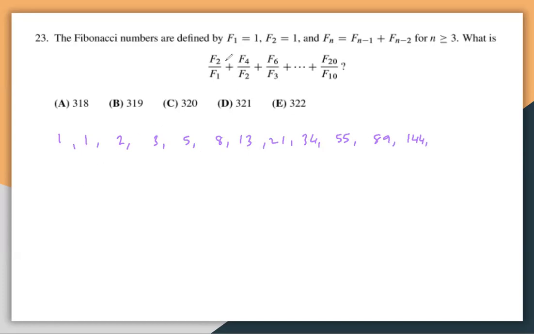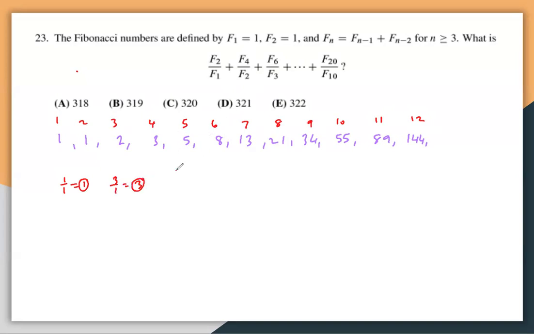So what I'll try is to see what they asked us to write as fractions. F2 divided by F1 is 1 over 1, which is 1. Then 4 over 2. Let's keep track: we have 12 numbers. The fourth number is 3, and the second is 1, so that is 3 over 1, which is 3.